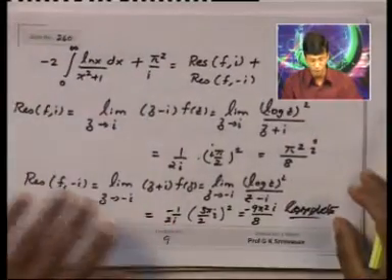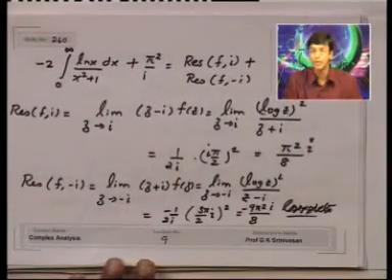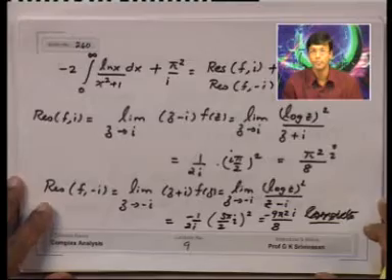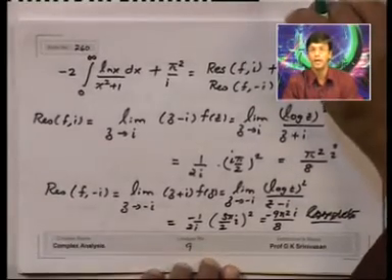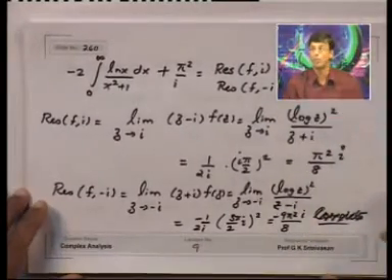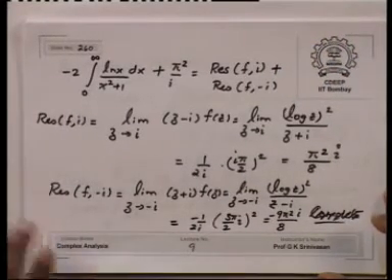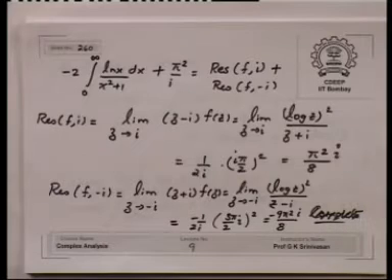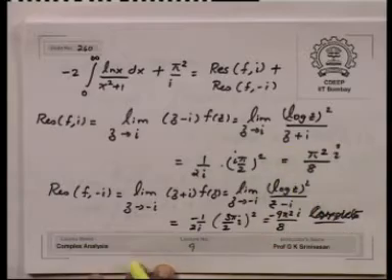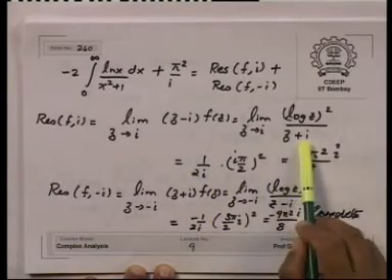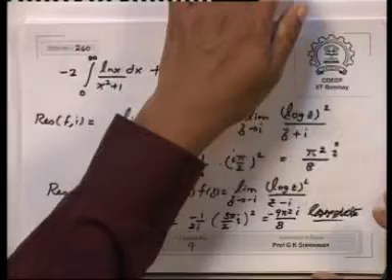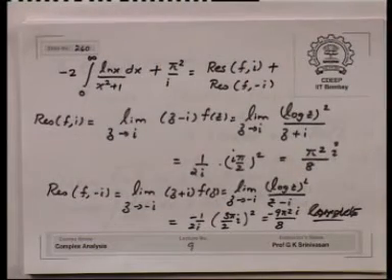How do you calculate the residue at I? I is a simple pole. So, the residue at I is the limit as z tends to I of z minus I into f of z. One z minus I cancels out, one z plus I remains. So, it will be 1 over 2 I into log I squared. What is log I now? It is ln absolute I, which is 0, plus I times pi by 2.